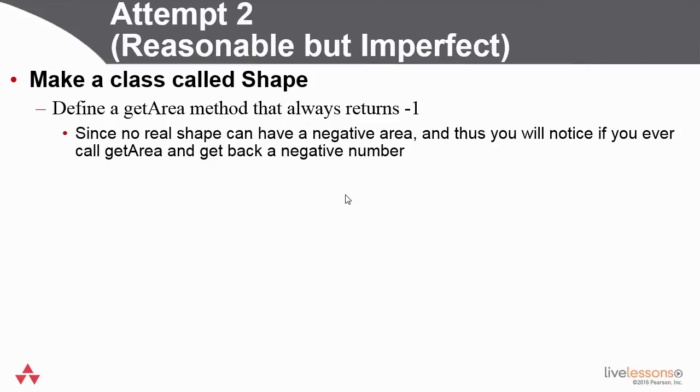But I don't know what kind of shape it is, so what should getArea return? Well, I don't know, but real shapes can never have a negative area. So let's plan ahead, and we'll make the getArea method of the Shape class return -1, so that if we run some code and we ever see a negative value, we know that we've goofed someplace. All right, that sounds like a reasonable idea.